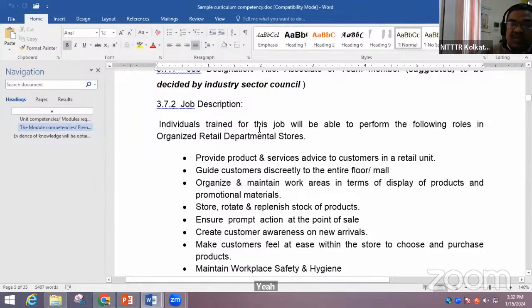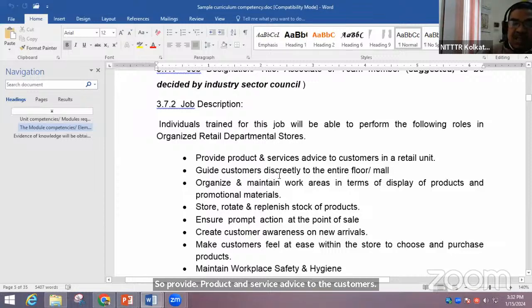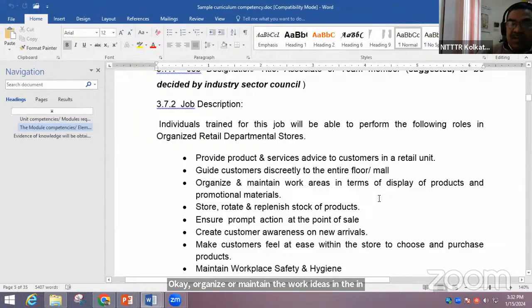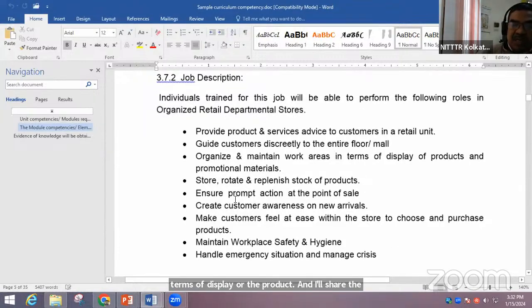Individuals trained for the job will be able to perform the following roles in the organized retail sector or departmental store: provide product and service advice to the customers in a retail unit, guide customers discreetly across the entire floor or the mall, organize and maintain the work areas in terms of display of the product and promotional material, rotate and replenish stock, ensure prompt action at the point of sale, create customer awareness of the new arrivals, make customers feel welcome, and so on.